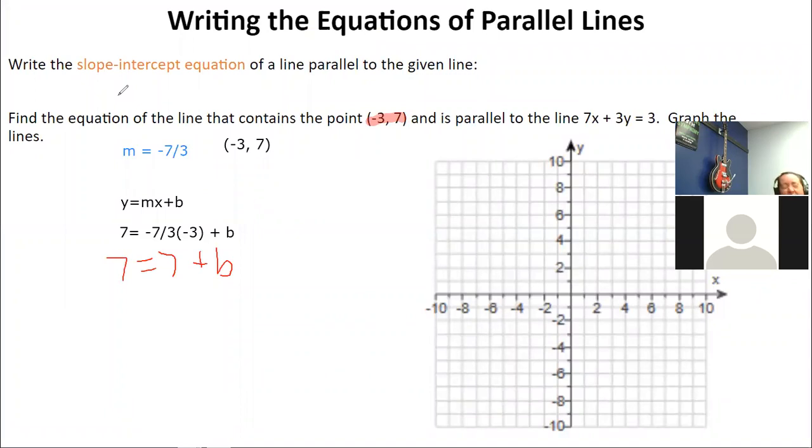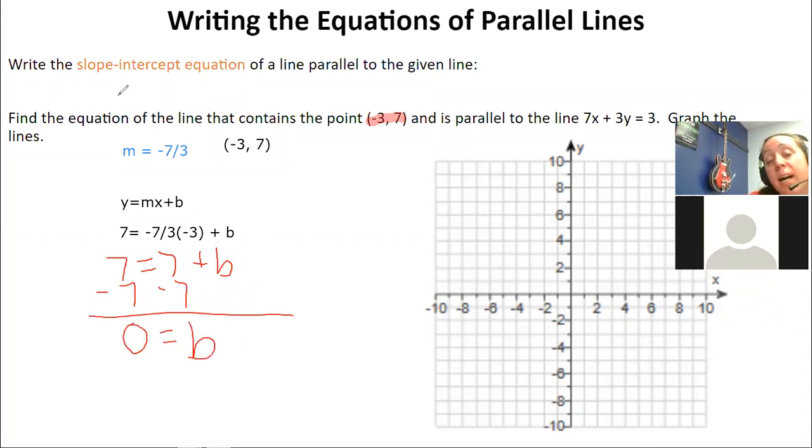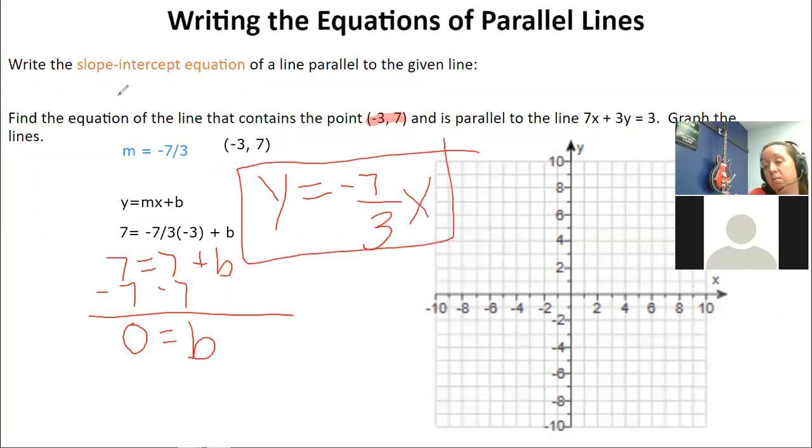Malika, I will tell you the graphing thing is very helpful. Yeah, I'm going to subtract that 7. I want to get everything away from the variable side. So I'm left with 0 equals b. So I'm actually not going to have a y-intercept here, and that's okay. So the line parallel to that line is going to be y equals, it's going to be the same slope. But if it goes through -3, 7, that means it has a y-intercept of 0.